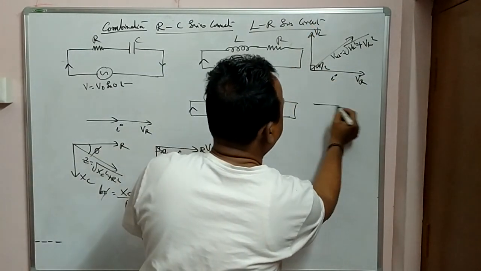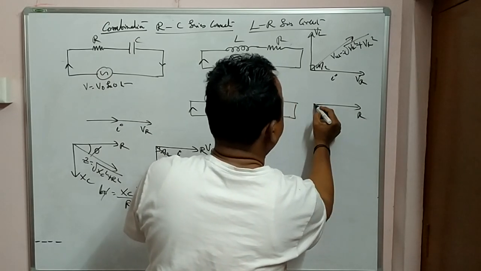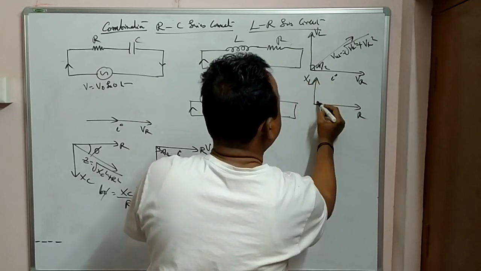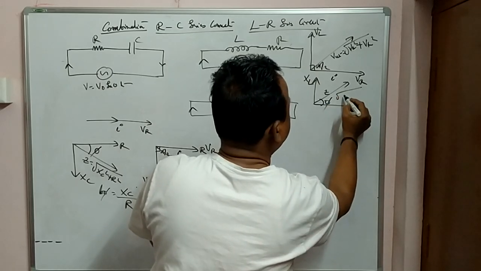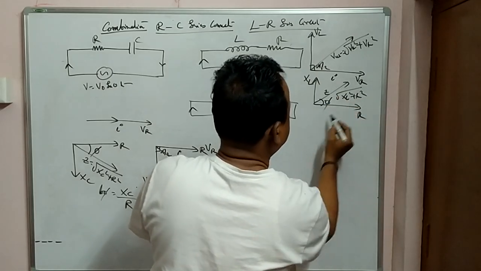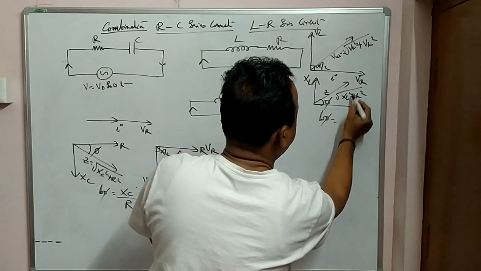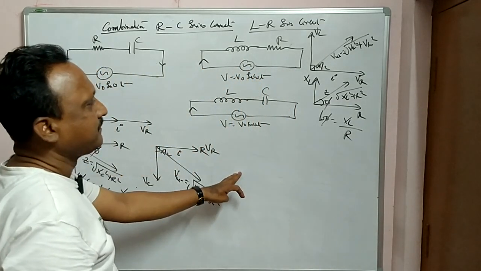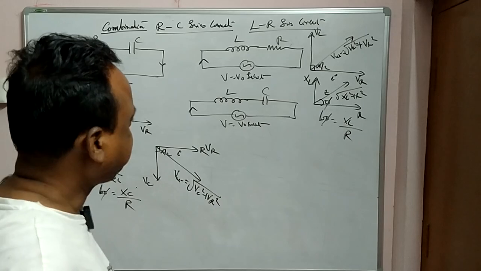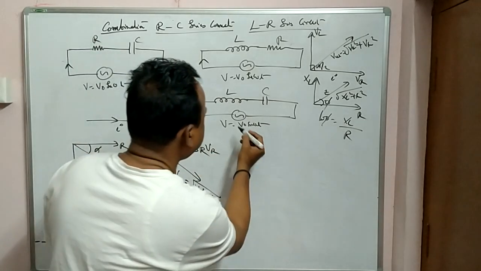So if we draw the resistance diagram also, what happens? XL. So this is the impedance, with angle phi. So it is root over XL square plus R square. In the same way, tan phi is equal to opposite by adjacent, which is XL by R. Clear? Now coming to here, see the combination.